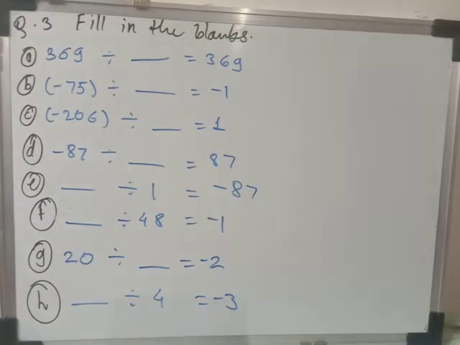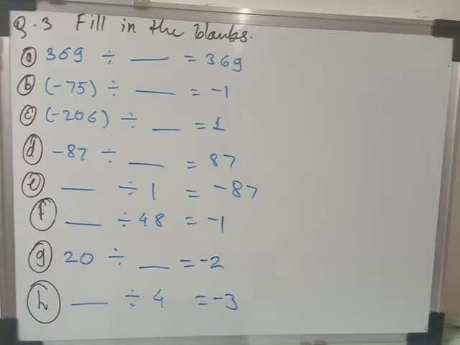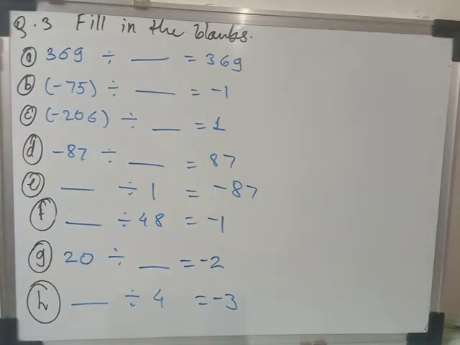Now question number 3 is where we have to fill in the blanks. Whatever we have learned about the division of integers, on the basis of that we have to remember all those things and then fill the empty places with the correct answer. So here A is 369 divided by an empty place, and the quotient is 369.